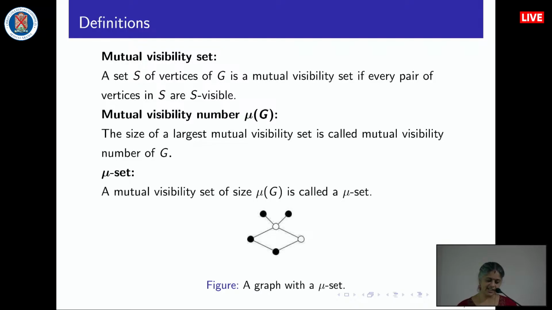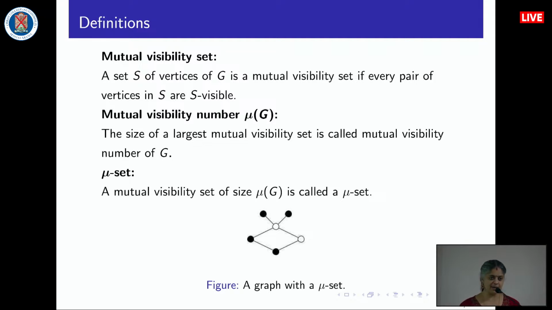And this is the technical definition. A set S of vertices of G is a mutual visibility set if every pair of vertices in S is S-visible. And the mutual visibility number is the maximum possible size of a mutual visibility set of G, and it is denoted by mu of G. And a mutual visibility set which attains the cardinality mu of G is called a mu-set of the graph.